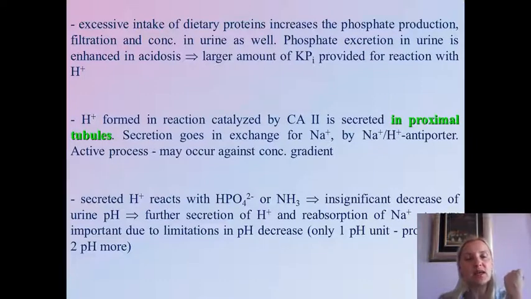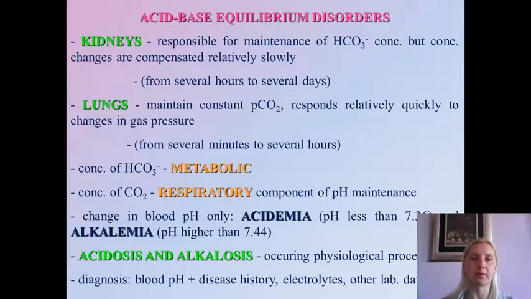Secreted hydrogen ions, we mentioned, can react with either phosphates or ammonia, so the decrease of pH in urine is going to be insignificant. Further secretion of hydrogen ions and reabsorption of sodium is very important due to certain limitations in pH decrease, which is limited to only 1 pH unit in proximal tubules and in distal tubules 2 pH units more.